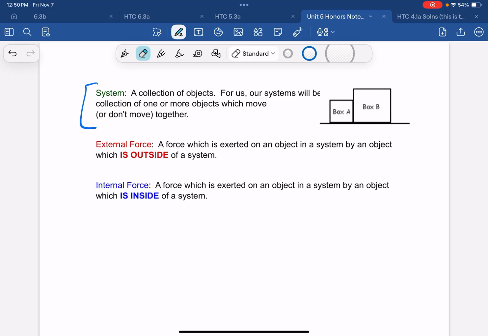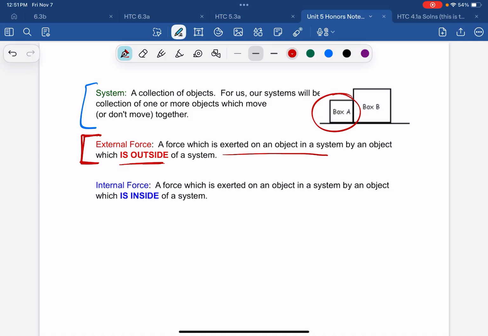Now, when we do this, it is important that the only forces that we put on our drawing are what are called external forces. In order to be an external force, it has to be a force that's exerted on an object in the system by an object which is outside of the system. So if I consider box A as my system, then gravity would be an external force because gravity comes from the Earth and the Earth isn't part of my system. If it's sliding across the ground, there's friction. Again, that would be an external force because it comes from the ground, which isn't part of my system.